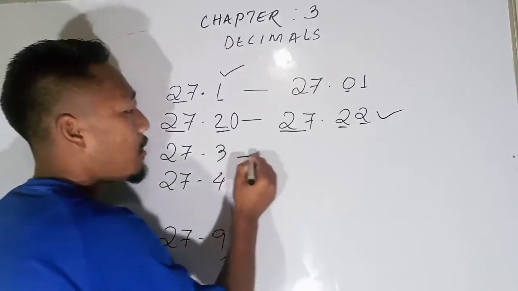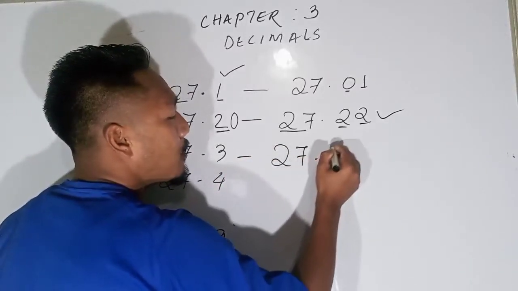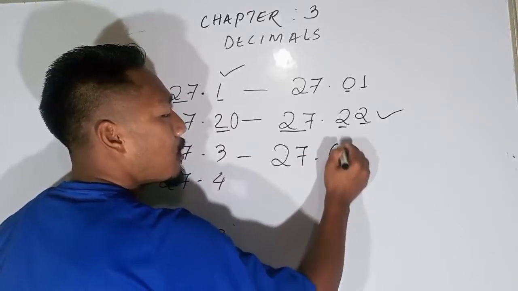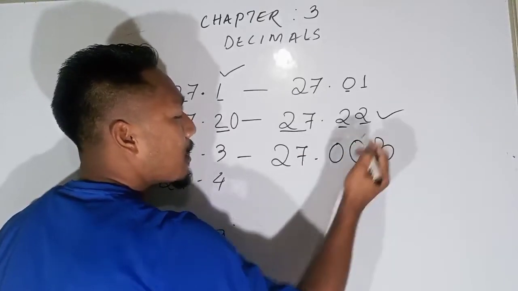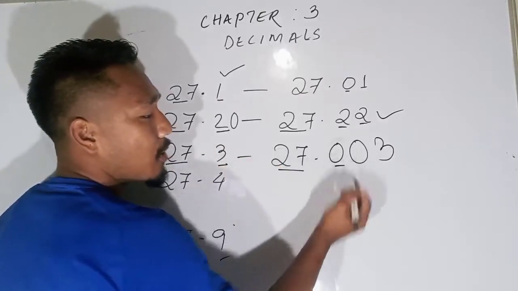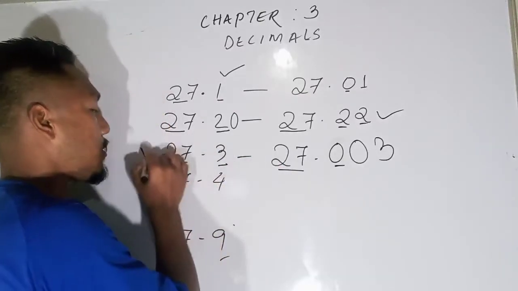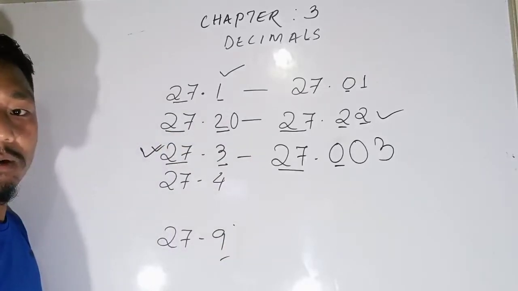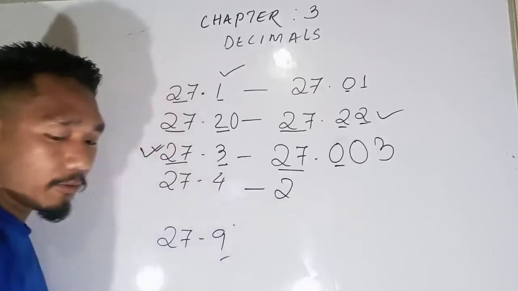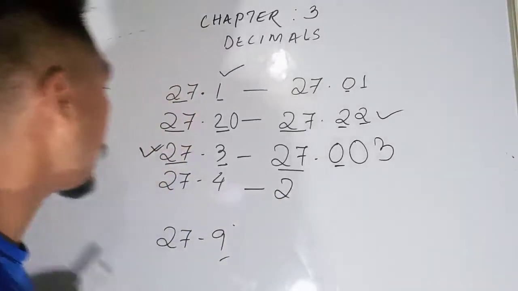Similarly here, 27.3 and 27.003. Here we have 27, 3 versus 0. Which one is bigger? 3 is bigger, that means this one will be the bigger number. Similarly here 27.4 and 27. This is how we compare the numbers.